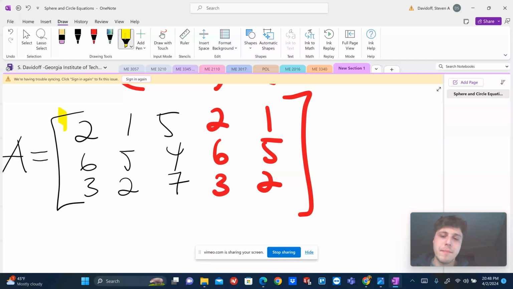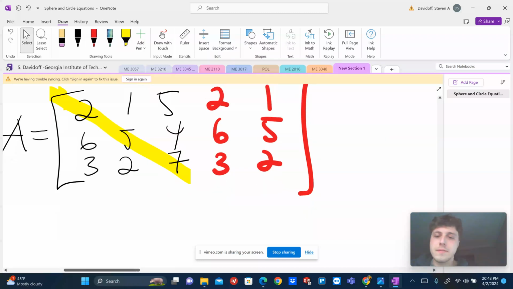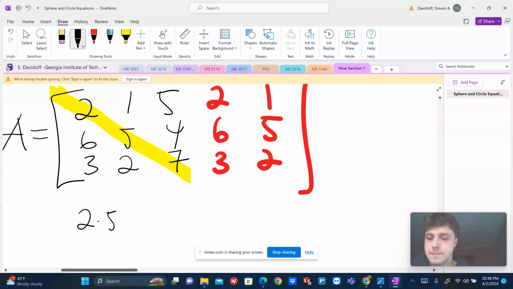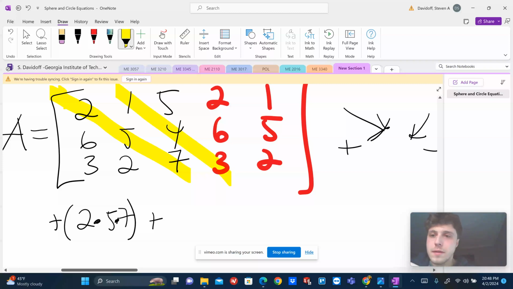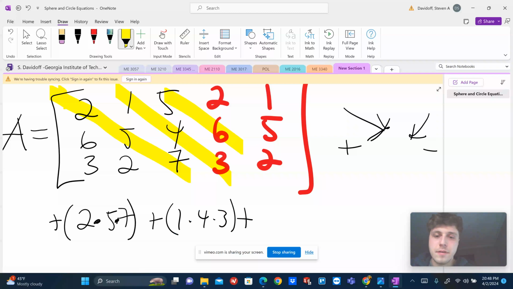This time I'm going to go 2, 5, 7. Again, I'm multiplying all these values. That's positive because I'm going to the right. Negative is to the left. God, I cannot write today, can I? 1, 4, and 3. And then my last one, 5, 6, and 2, because then I run out of 3 terms.